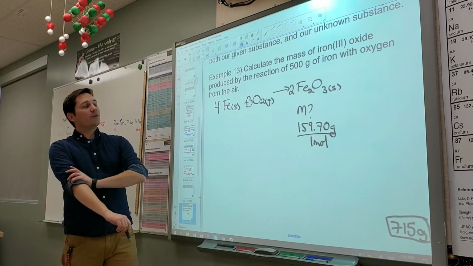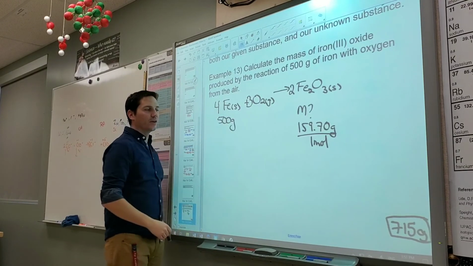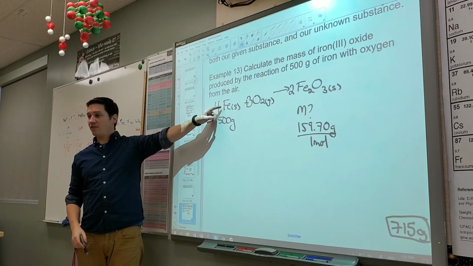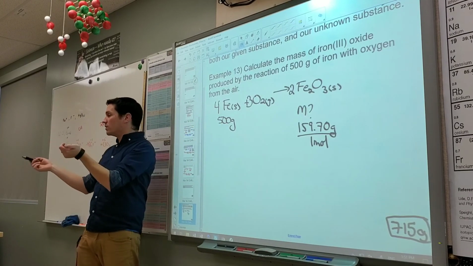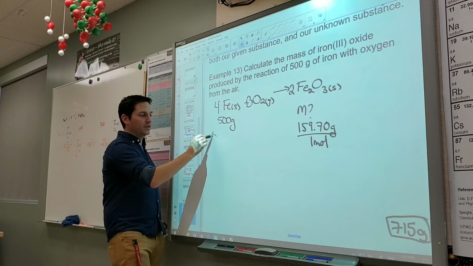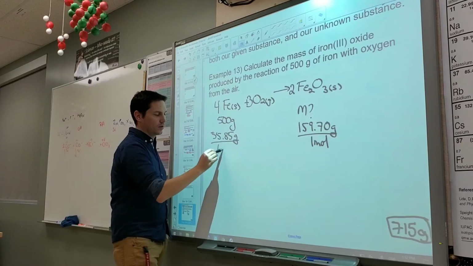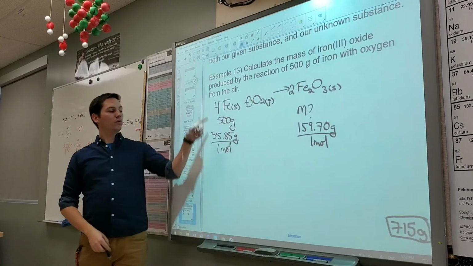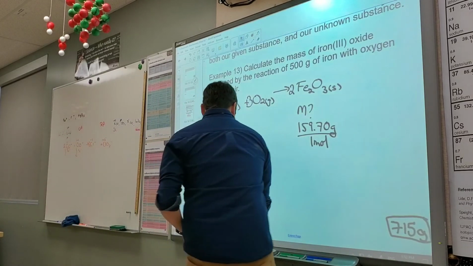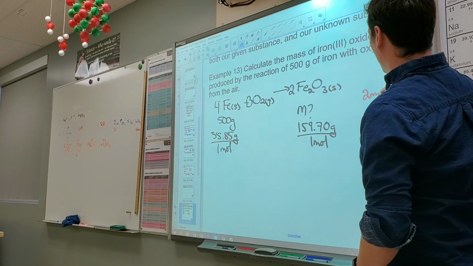It's saying by the reaction of 500 grams of iron with oxygen. Okay, we're given the mass of this stuff, but remember, we can only convert moles. That's the only thing we can do. So what do we need for iron? We need the molar mass of iron. So 1 mole of iron weighs 55.85 grams. And then, of course, in order to convert between the two, we need the molar ratio.